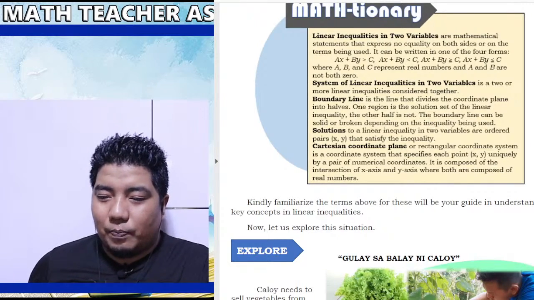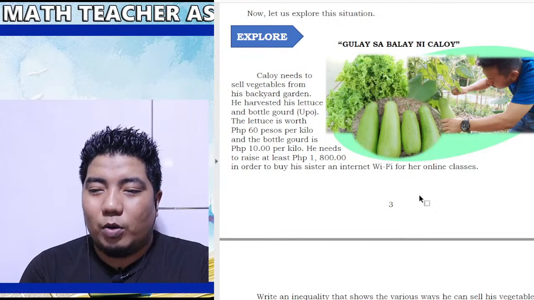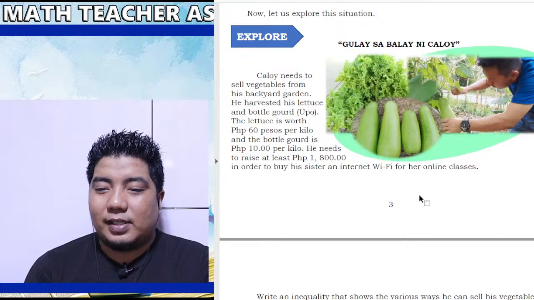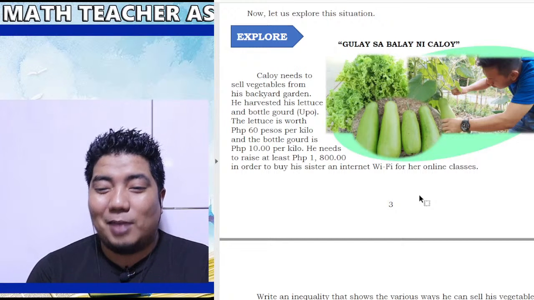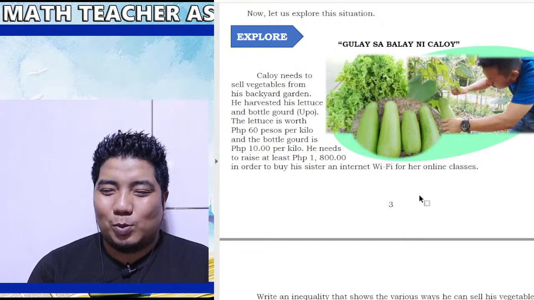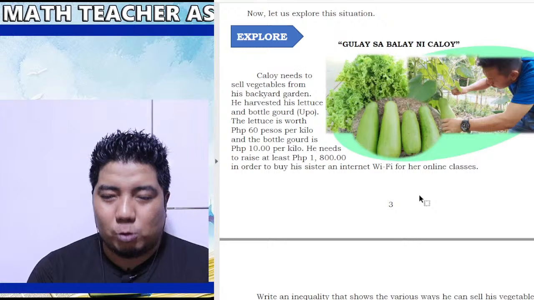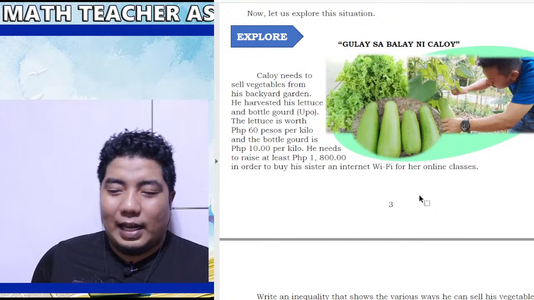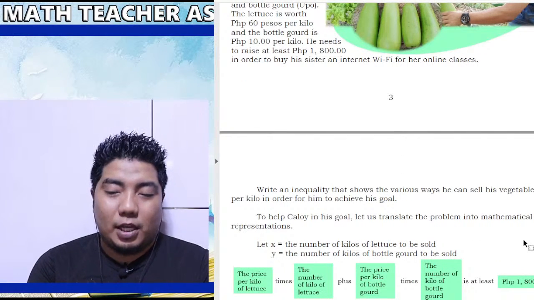Okay, let's continue. How about we go here to our explore. The gulay sa balay ni Kaloy. Okay, Kaloy needs to sell vegetables from his backyard garden. He harvested his lettuce and battle gourd or upo. Okay, meron tayong natutunan. Ang tawag ng upo ay battle gourd. Alright. The lettuce is worth 60 pesos per kilo and the battle gourd is equal to 10 pesos per kilo. He needs to raise at least 1,800 pesos in order to buy his sister an internet Wi-Fi for her online classes.